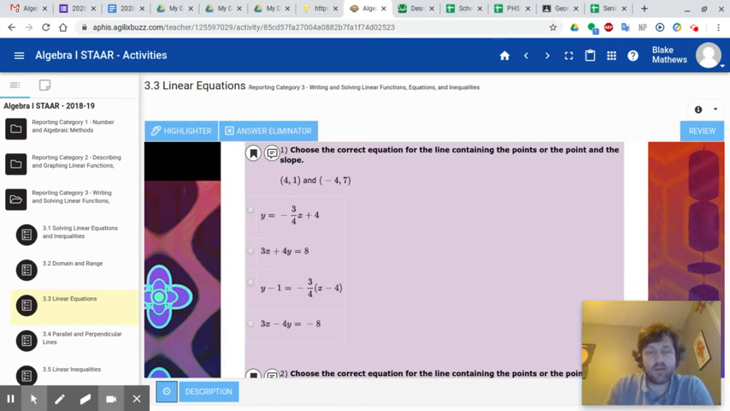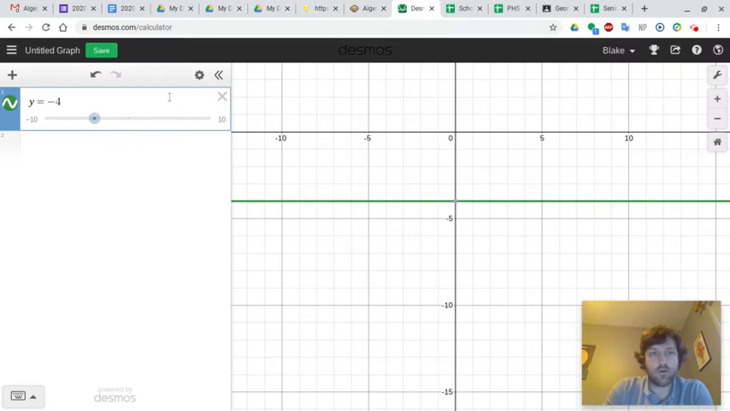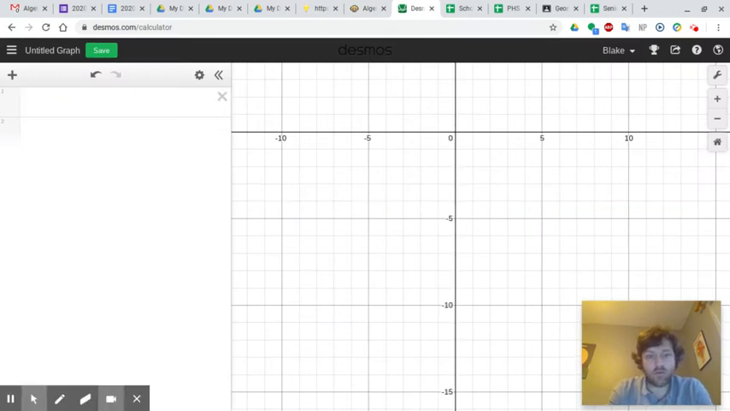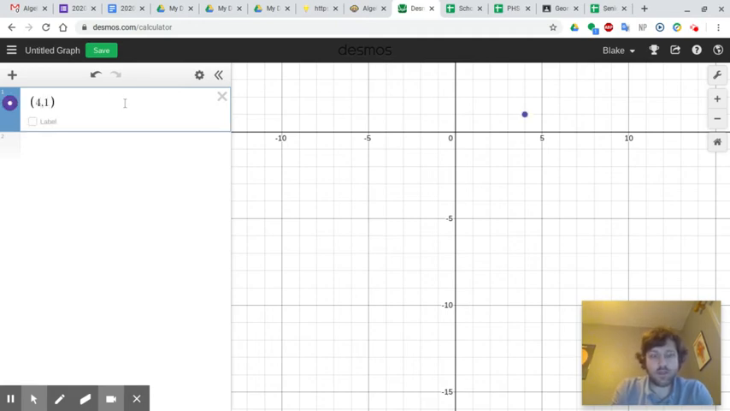So looking down at the questions, we're going to be using Desmos again, which you're probably getting used to doing, hopefully. They give us a set of points, and then they ask us which line contains these points. So first things first, let's type these points into Desmos. So we have (4, 1), put parentheses around it, and you can actually put 2 in the same line if you want. The other one was (-4, 7).